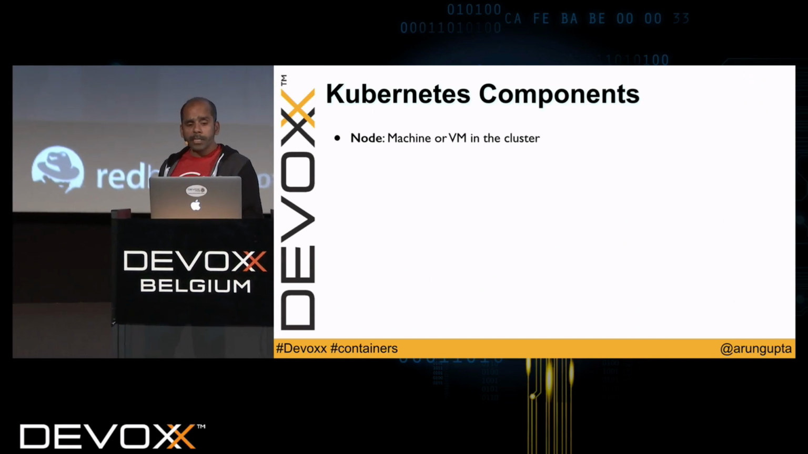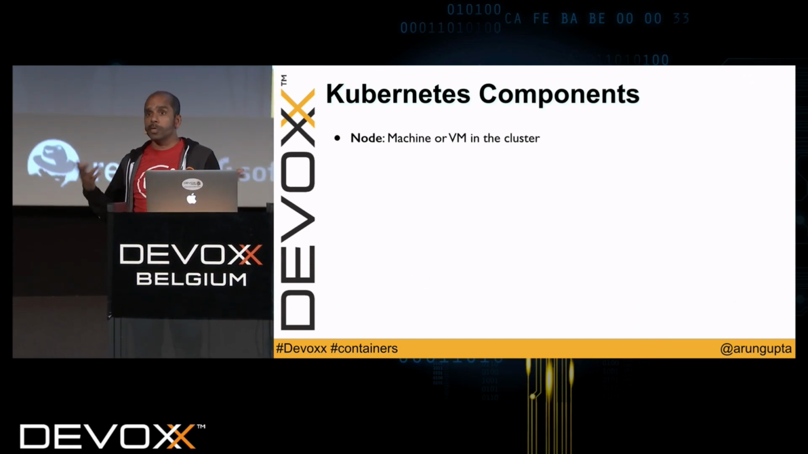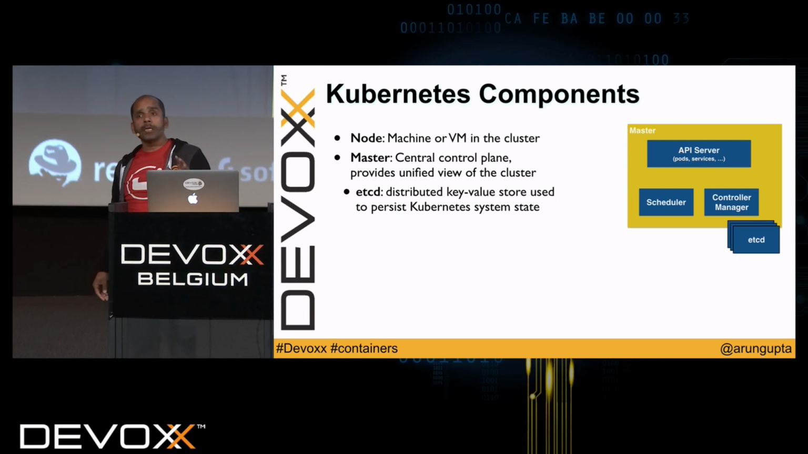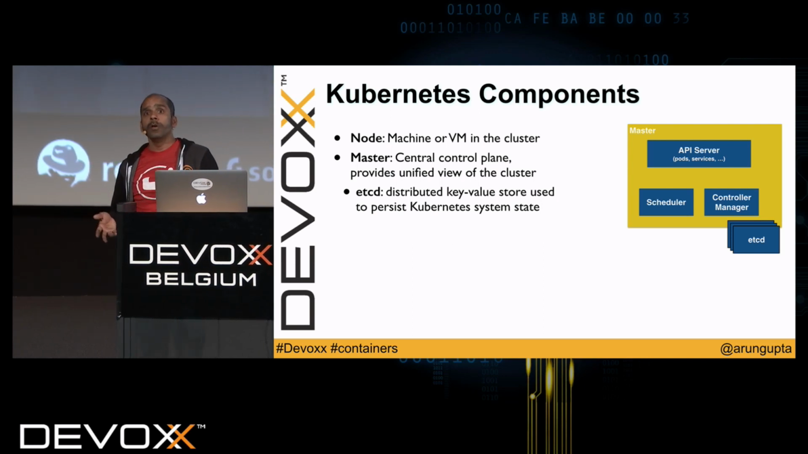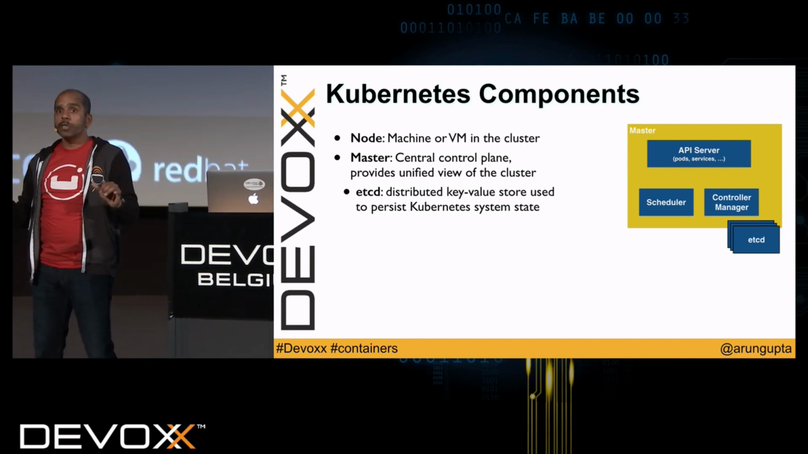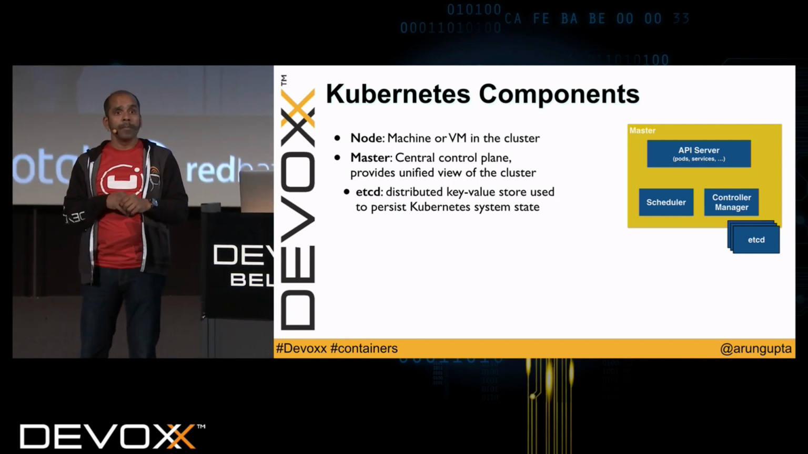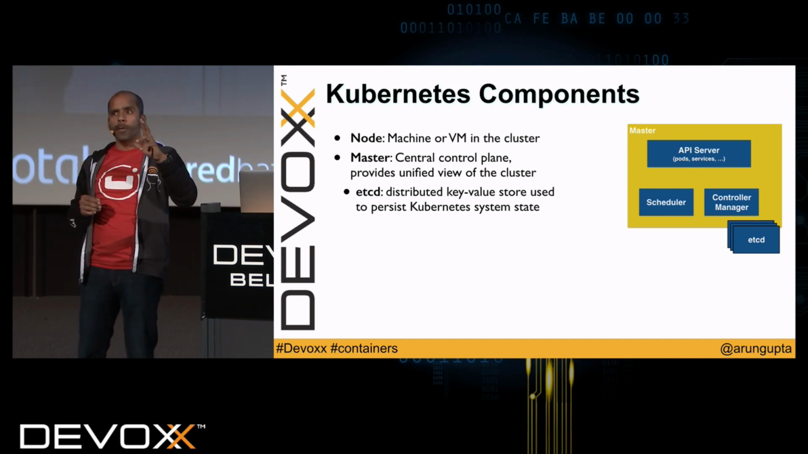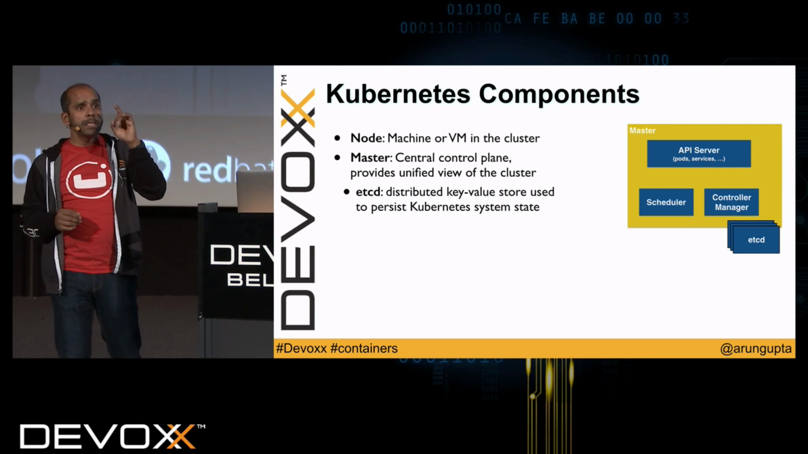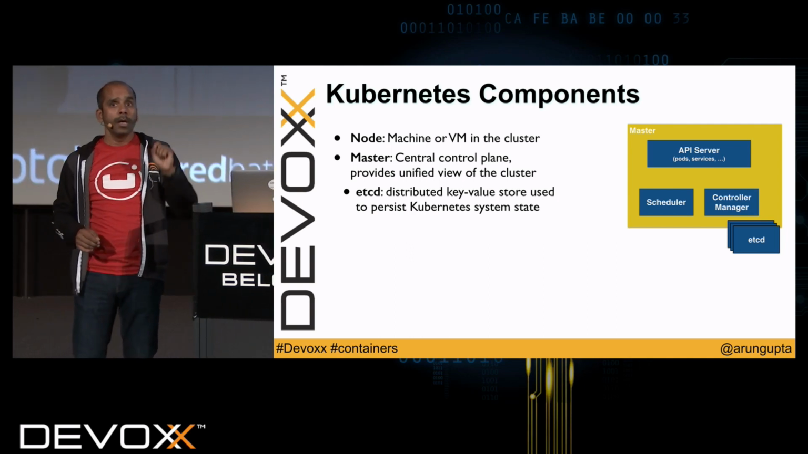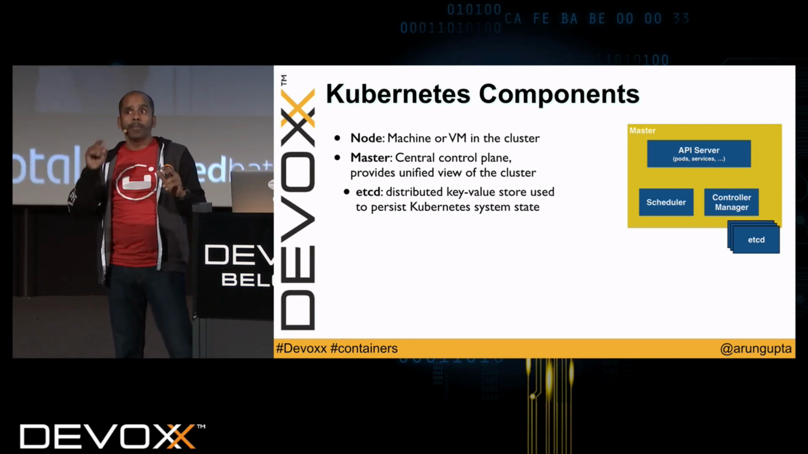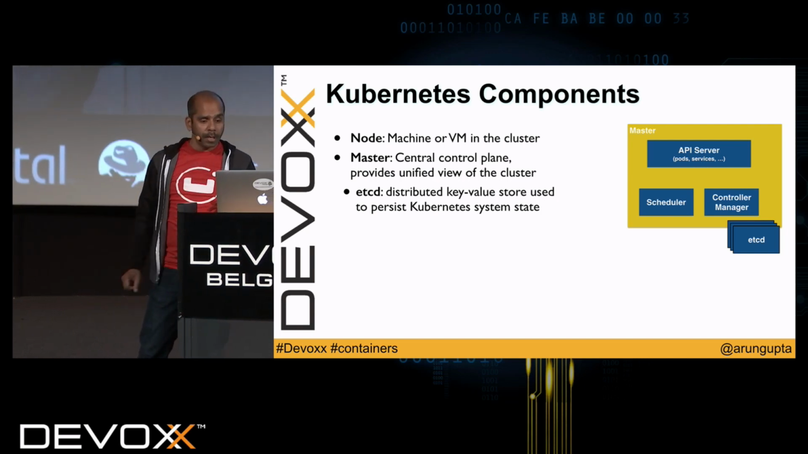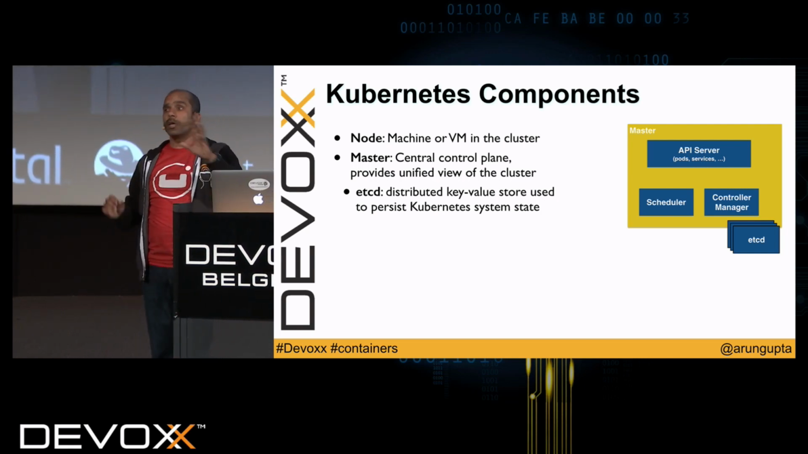Some other concepts in Kubernetes: of course, there's a concept of a node, which is a machine or a VM in the cluster. In terms of nodes, there is a master node, which is the central control plane, which provides a unified view of the cluster, your single point of administration. Kubernetes 1.4.5, which was released a couple of weeks back, still has the concept of a single master, and I'll talk about how to get around that. It is a single point of failure. There are hacks available, but again, those are hacks.